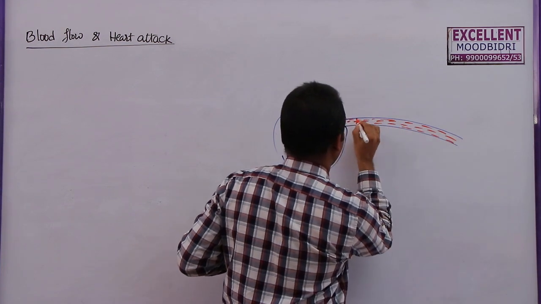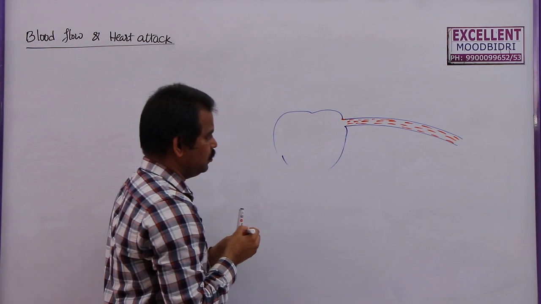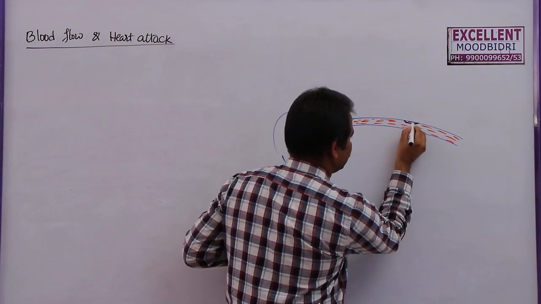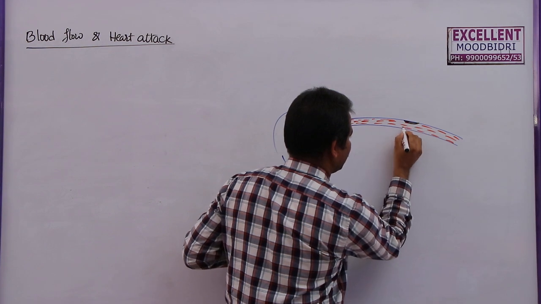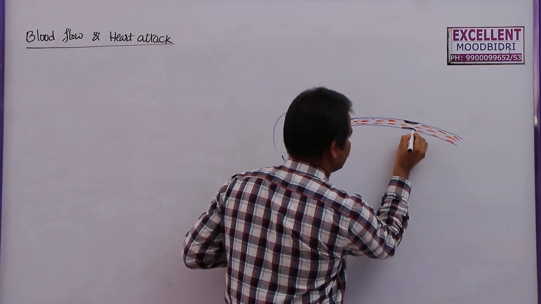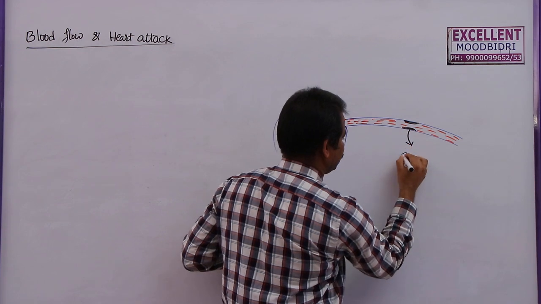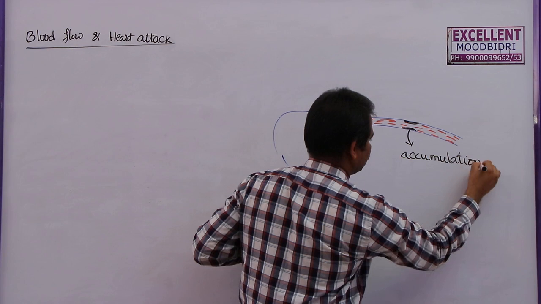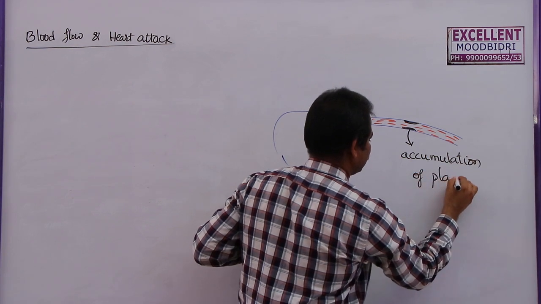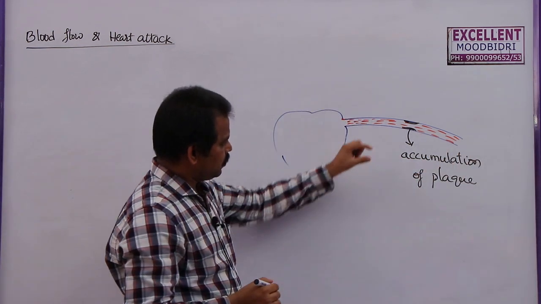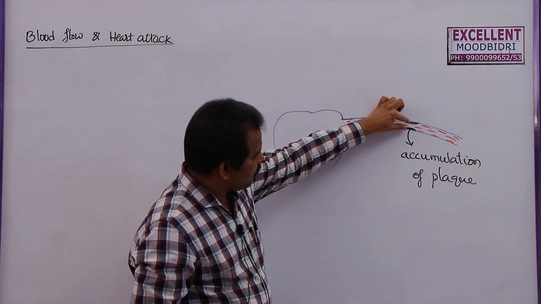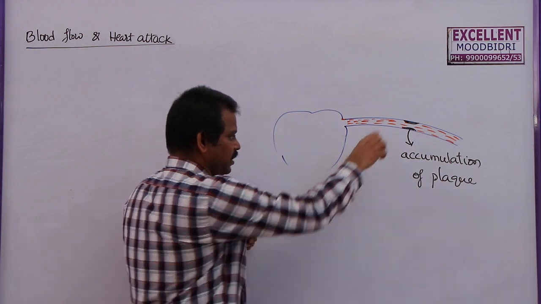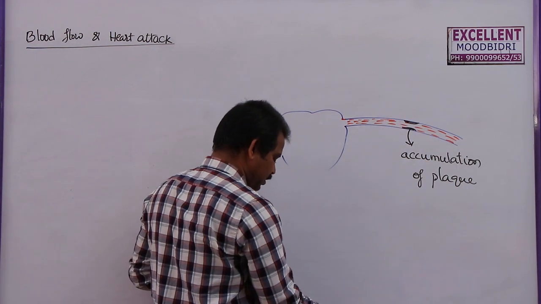So this is a streamlined flow, not turbulent flow. But whenever some plaque is accumulated in the artery, you can see the area of cross section through which the blood is flowing will decrease. Whenever area decreases, the velocity will increase here.